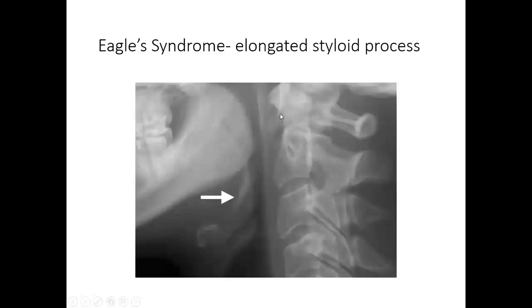Because the styloid process is elongated, it can project medially through the tonsil, so they might present with tonsillar pain on one side, and also with an earache. Treatment is surgical excision. You have to go through the tonsillar bed and remove the styloid process.